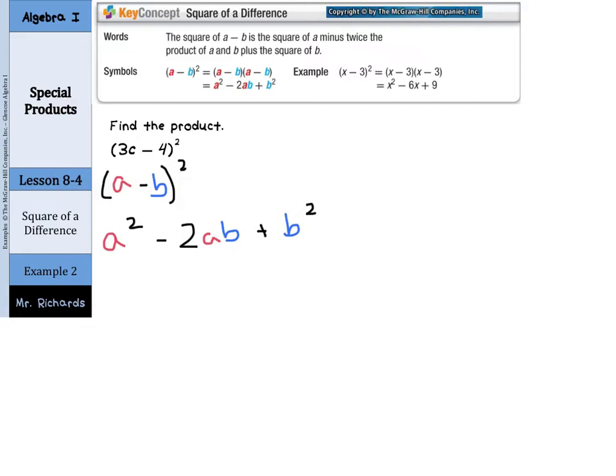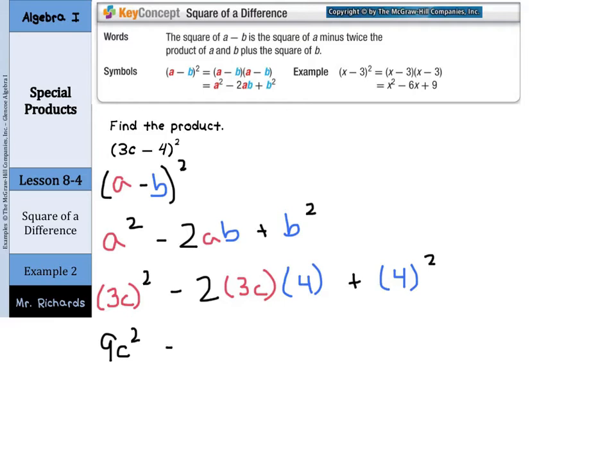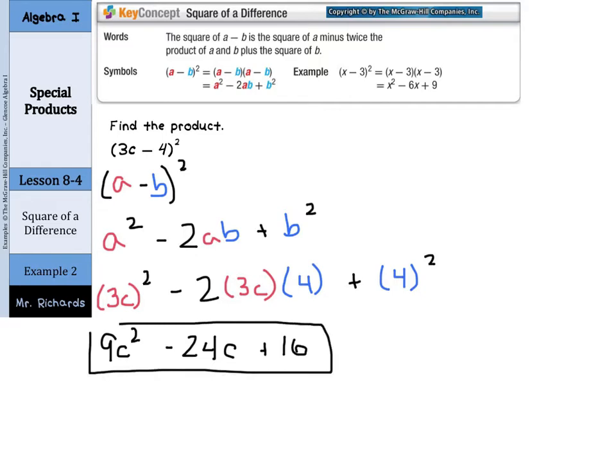Well, a here is 3c, so we'll have 3c squared minus 2 times 3c times 4, and we'll add that to our b, which is 4 squared. Well, 3c squared is 9c squared minus 2 times 3c is 6c, times 4 is 24c, and 4 squared is 16. So 9c squared minus 24c plus 16 is our answer.